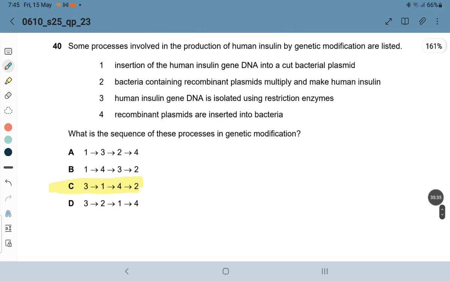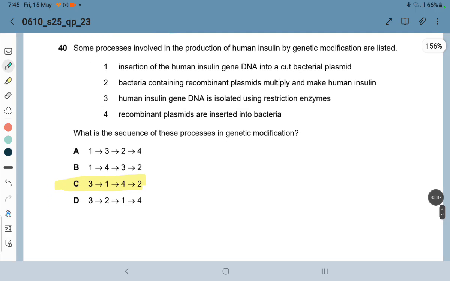Now, some processes involved in the production of human insulin by genetic modification are listed. It's telling you here what is the sequence of these processes: 3, 1, 4, and 2. So 3, human insulin gene DNA is isolated using the restriction enzyme. And of course this one is really crucial because you need to extract the DNA before working on it. You cannot work on the DNA before extracting it. You need to extract it at first.